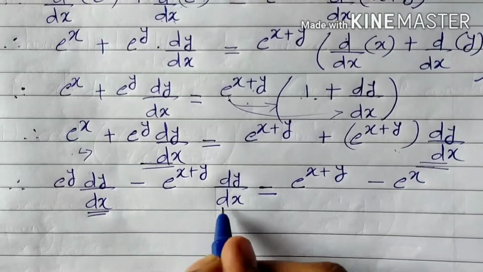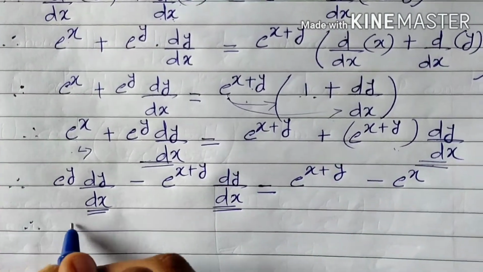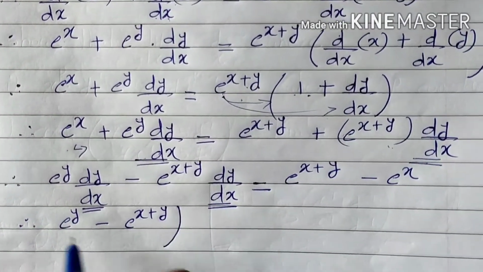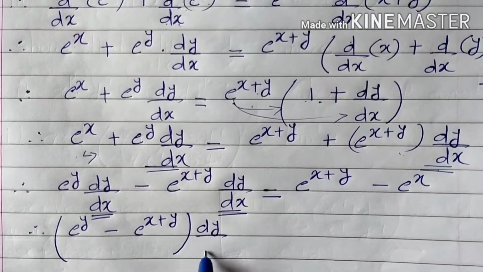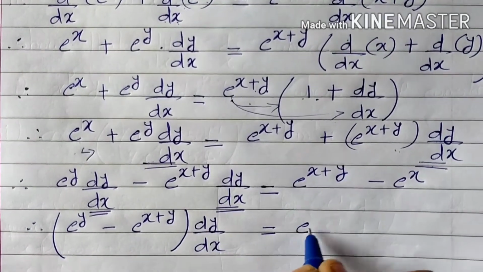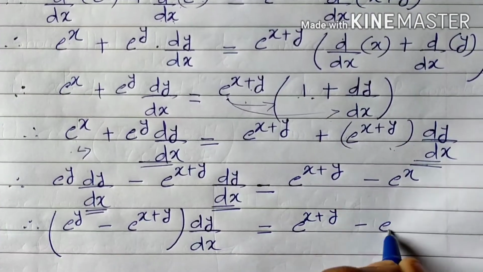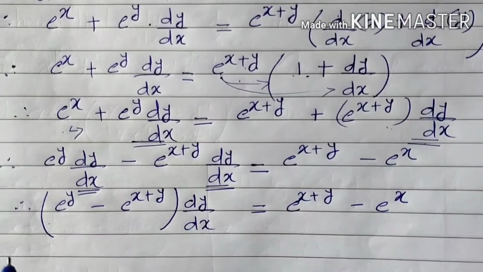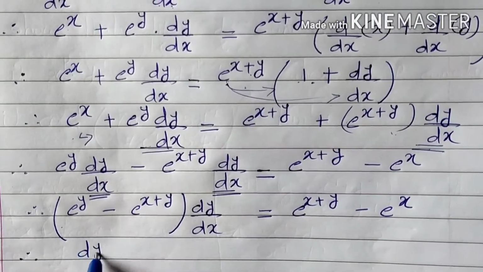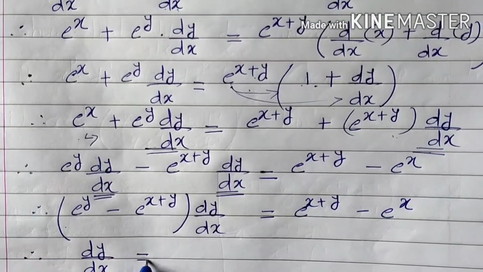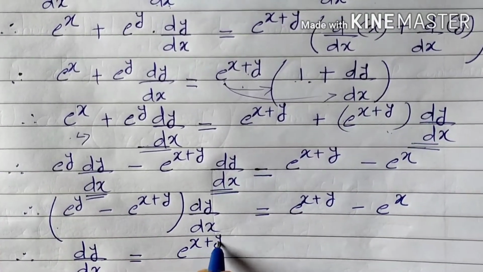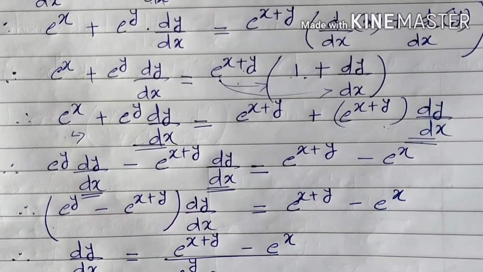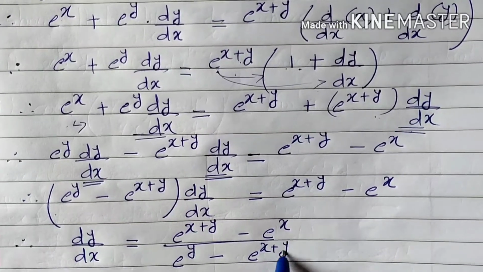Now take dy by dx common, so we get e raised to y minus e raised to x plus y, into dy by dx, is equal to, write it as it is. Now this term goes to the RHS, therefore dy by dx is equal to e raised to x plus y minus e raised to x upon e raised to y minus e raised to x plus y.